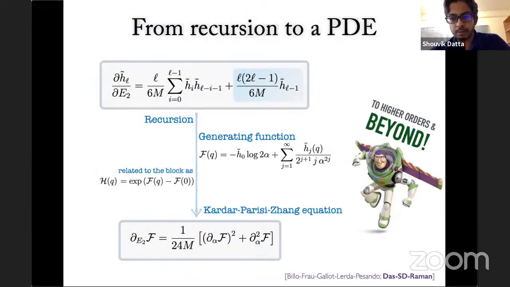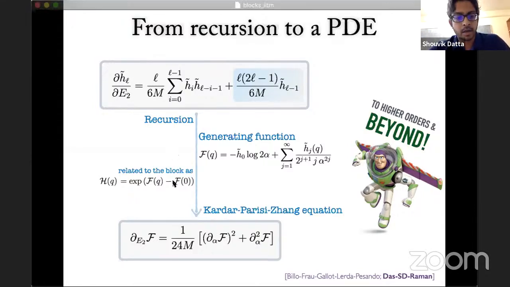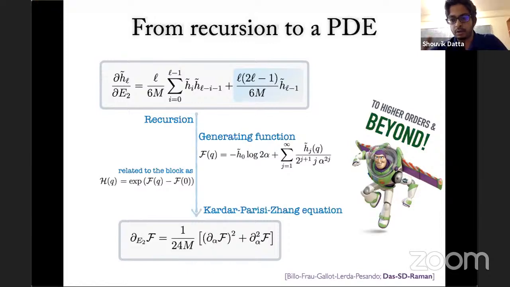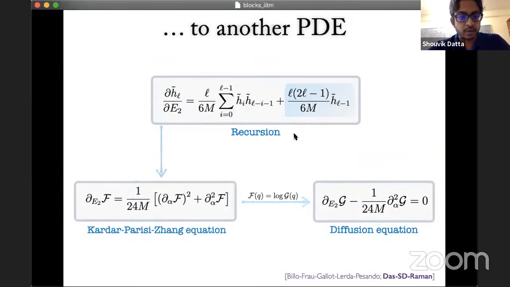Okay, and this is in keeping with the spirit of Zvi's talk from the first day of this conference. It is going to higher orders and beyond, because this recursion relation gives you information about higher orders. And this differential equation is something which is non-perturbative. This gives you non-perturbative information about an object which is not known in closed form. Okay, so we have this recursion and we translated that into a differential equation which is non-perturbative.